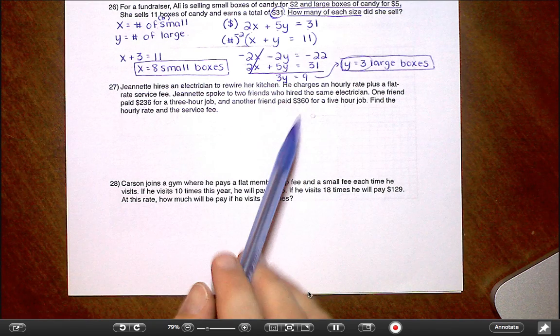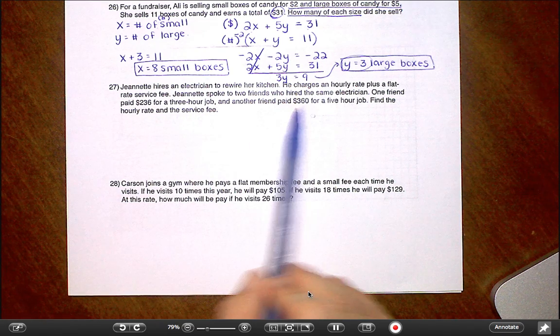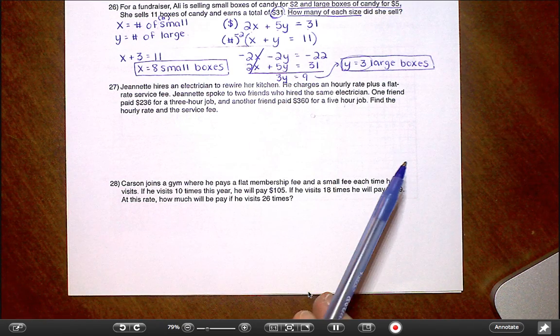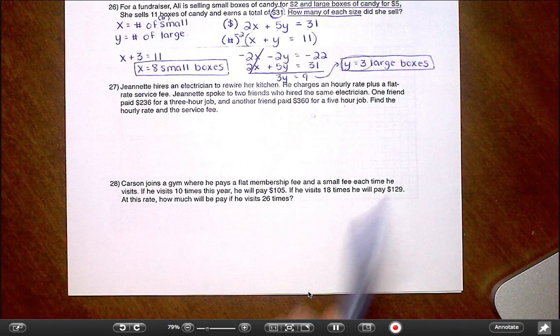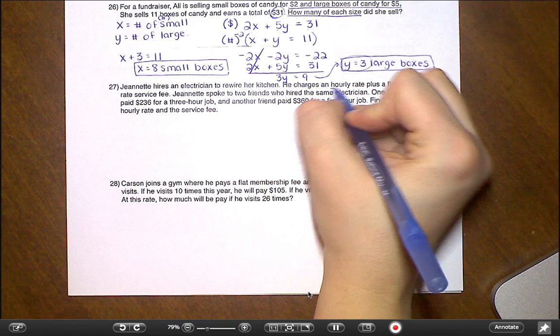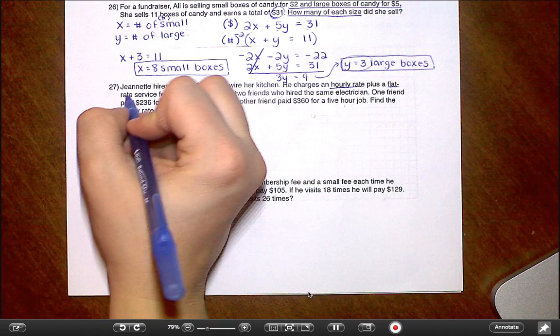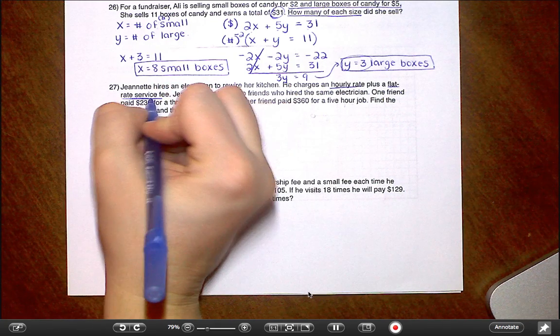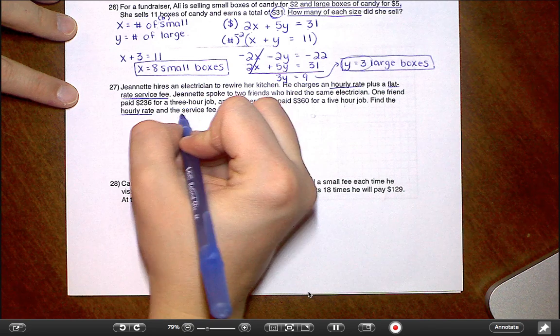Now you've got to be careful. You can't just divide here. You can't just go 236 divided by 3 and 360 divided by 5. You're going to get 2 different answers, and then one friend's going to think that they got ripped off. The issue here is they charge an hourly rate plus a flat rate service fee. And this question is asking us to find the hourly rate and the service fee.